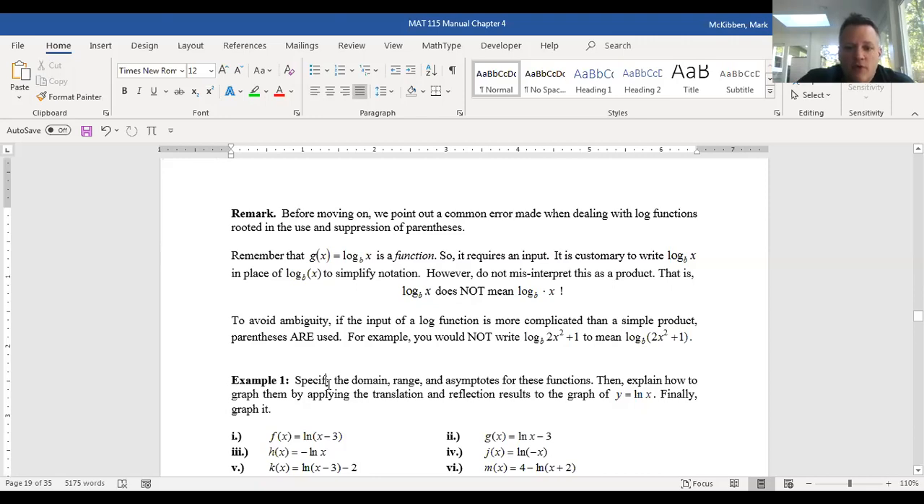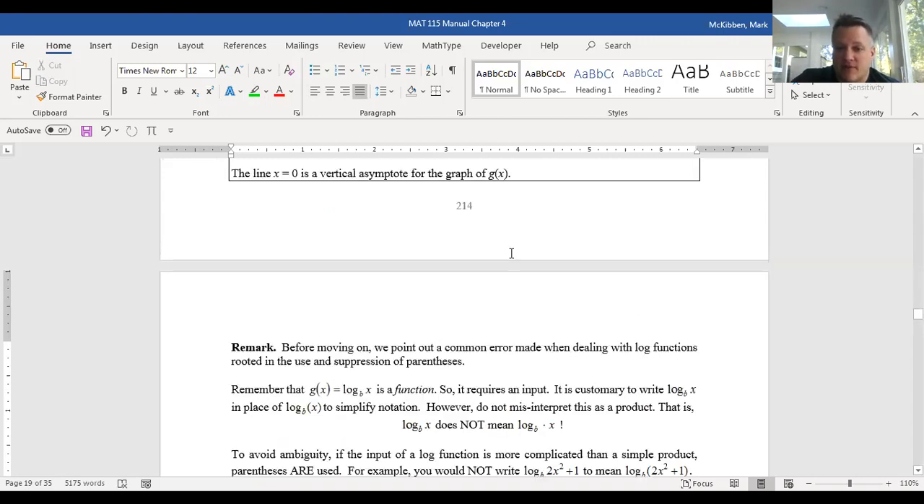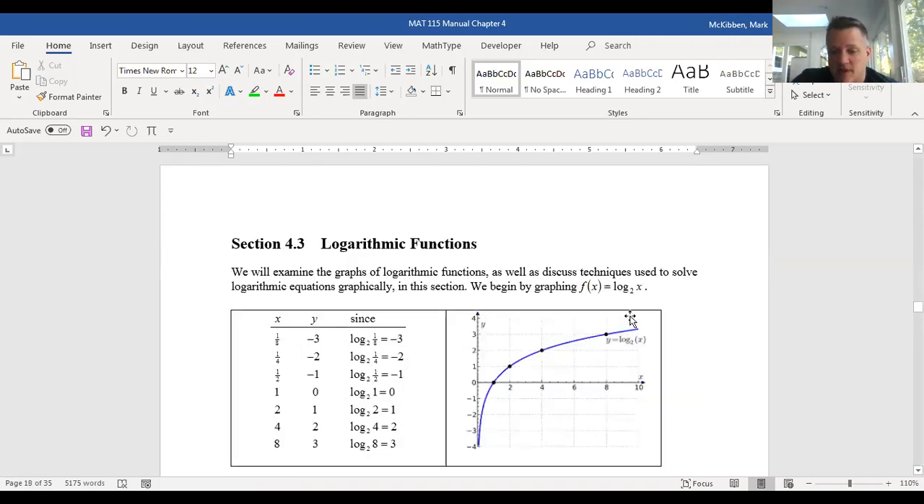For this example, what I want to do is find the domain, the range, and the asymptotes, and then use our reflection and translation properties to graph these using just the ln of x graph. Remember, ln of x is log base e, and e is about 2.718. The graph is going to look very similar to this, maybe off just a little bit because the base is a little bit bigger than 2. But still, the general shape is going to look basically the same.